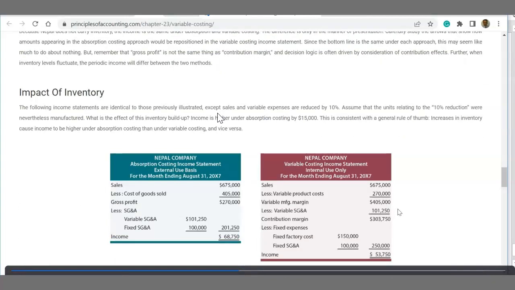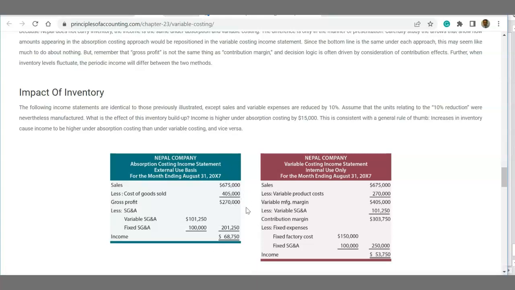However, let's see in this example. It says the following income statements are identical to those we previously discussed, except sales and variable expenses are reduced by 10%. Assume that units relating to the 10% reduction were nevertheless manufactured. What is the effect of this inventory buildup? Income is higher under absorption costing by $15,000. This is consistent with the general rule of thumb. Increasing inventory causes income to be higher under absorption costing than under variable costing, and vice versa.